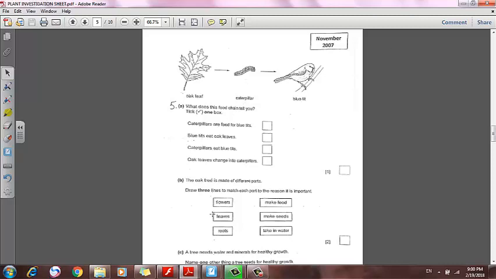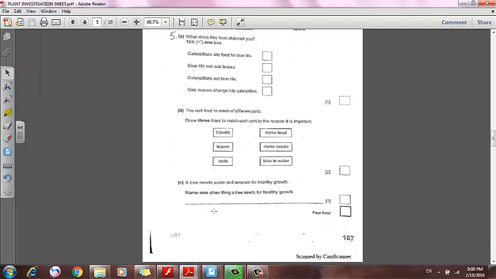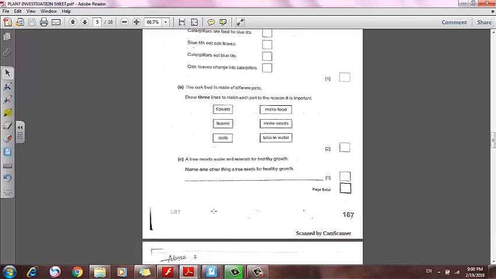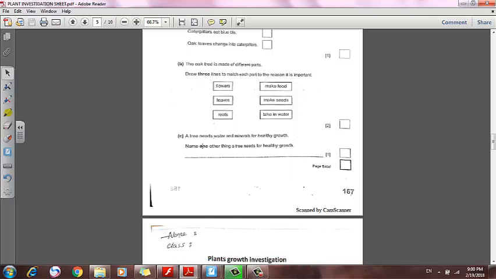The oak tree is made of different parts. Draw three lines from each part to the reason it's important. Flower, makes seeds. Leaf, makes food. Root takes in water. A tree needs water and minerals for healthy growth. Minerals and nutrients. Trees need water, minerals and nutrients from the soil for healthy growth.